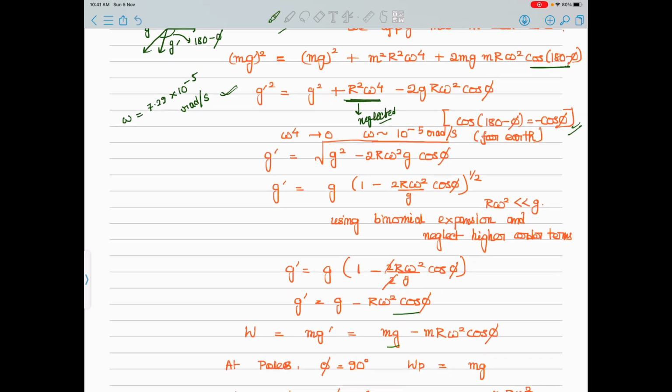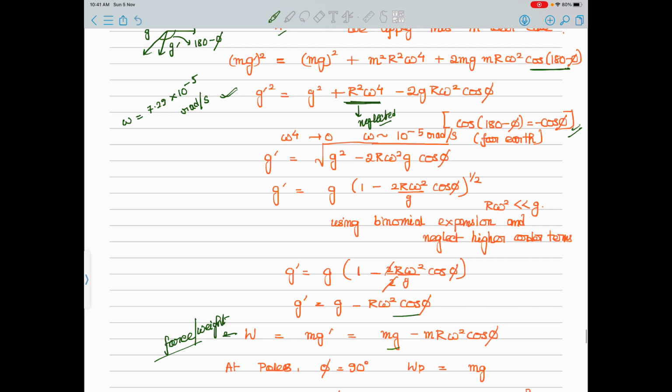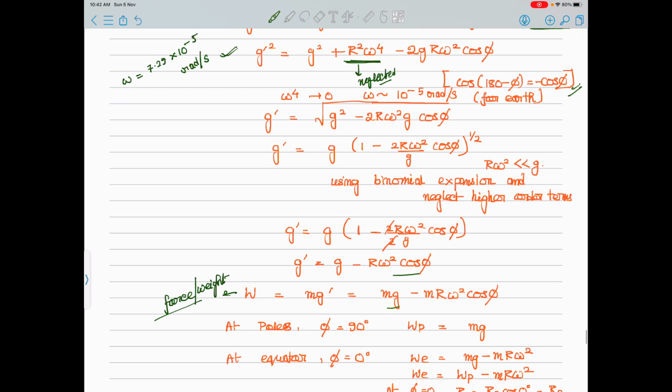Now weight we can always find, because if the acceleration due to gravity is written like this, weight is nothing but mass multiplied by this, because weight is a kind of force, and force is mass times acceleration. So I just multiply mass. So weight becomes, due to the resultant of centrifugal force and the acceleration due to gravity, mg dash, which is equal to mg minus mr omega square cos phi. Simple, multiply by m. Now what happens at poles?